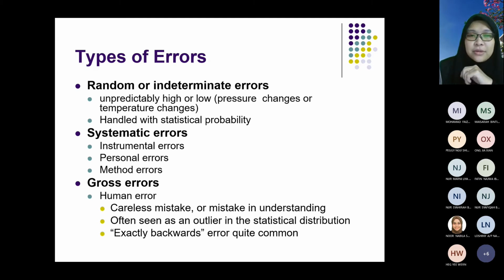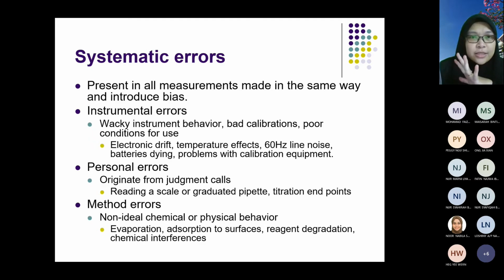Okay, so let's look at it in detail. Your friend just now shared similar answers. Okay, but let's look at the real answer. Jawapan tu betul, tapi kita tengok contoh yang lebih jelas. So systematic errors, just now we have instrumental errors. They are present in all measurements made in the same way and introduce bias.